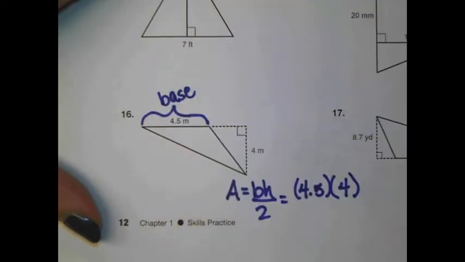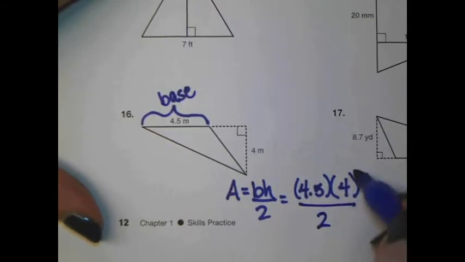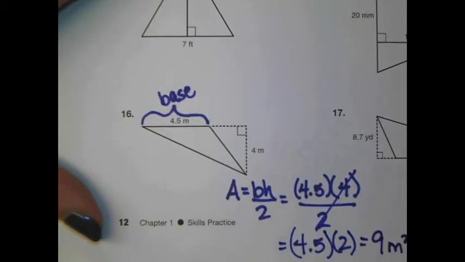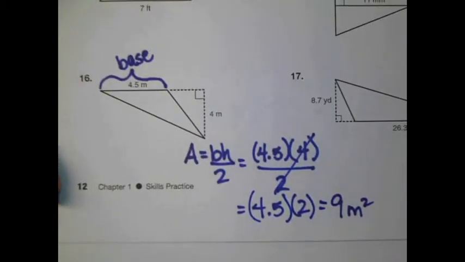Okay? Then I still have divide by 2. I like to go ahead and simplify here. So I will have 4.5 times 2, or 9 meters squared in this case. So the answer to 16 is 9 square meters.